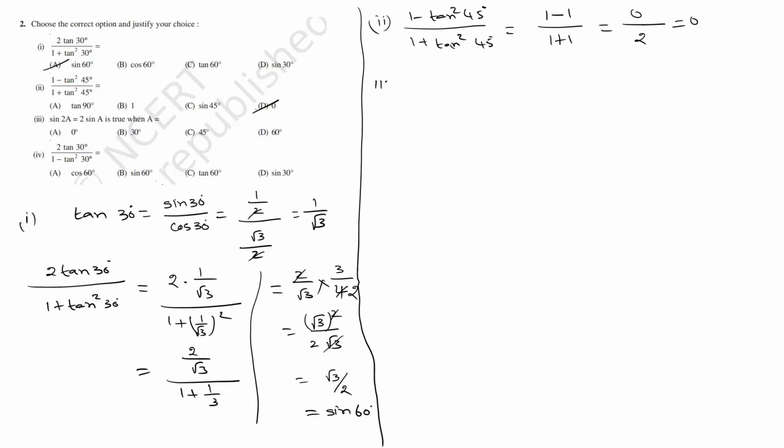Next, for the third one, sin 2a is equal to 2 sin a is true when a is equal to. So sin 2a is equal to 2 sin a, is true when a is equal to. So here we have to find out the value of a when these two will be equal. So when it is equal, we know sin 2a is equal to 2 sin a.